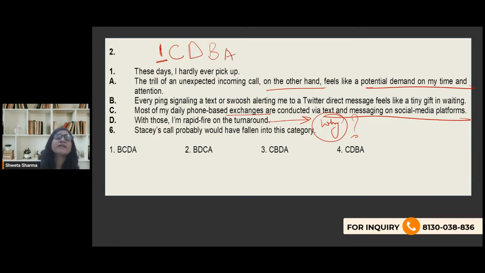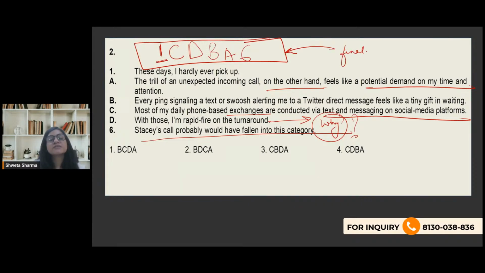अगर कोई call आ रहा है, it's like it's going to take away my time. If it's a message in waiting, I can open it at my own wish, at my own convenience. So 1, C, D, B, A, and then you have Stacy's call, probably would have fallen to this category. So we have 1, C, D, B, A, 6 as the final sequence.